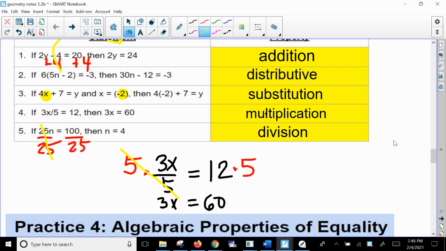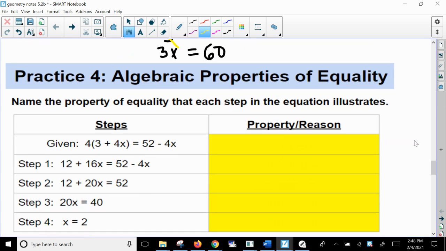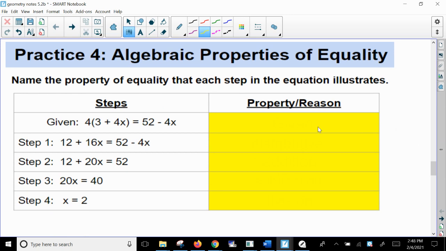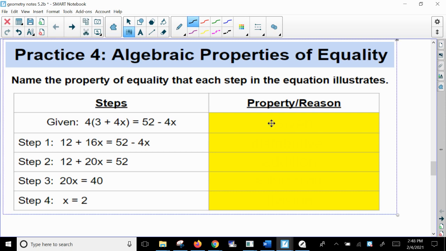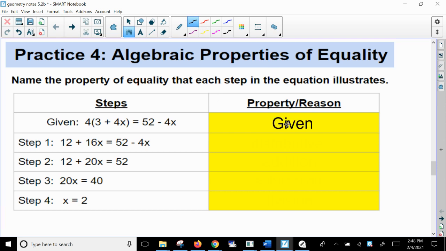Okay? I think this is the last slide. So this is an algebra problem that's already been worked out step by step. For each step, you have to tell which property it took to get from the previous one to this one. So this is the original problem, which is given. When it's given, that's what you put.